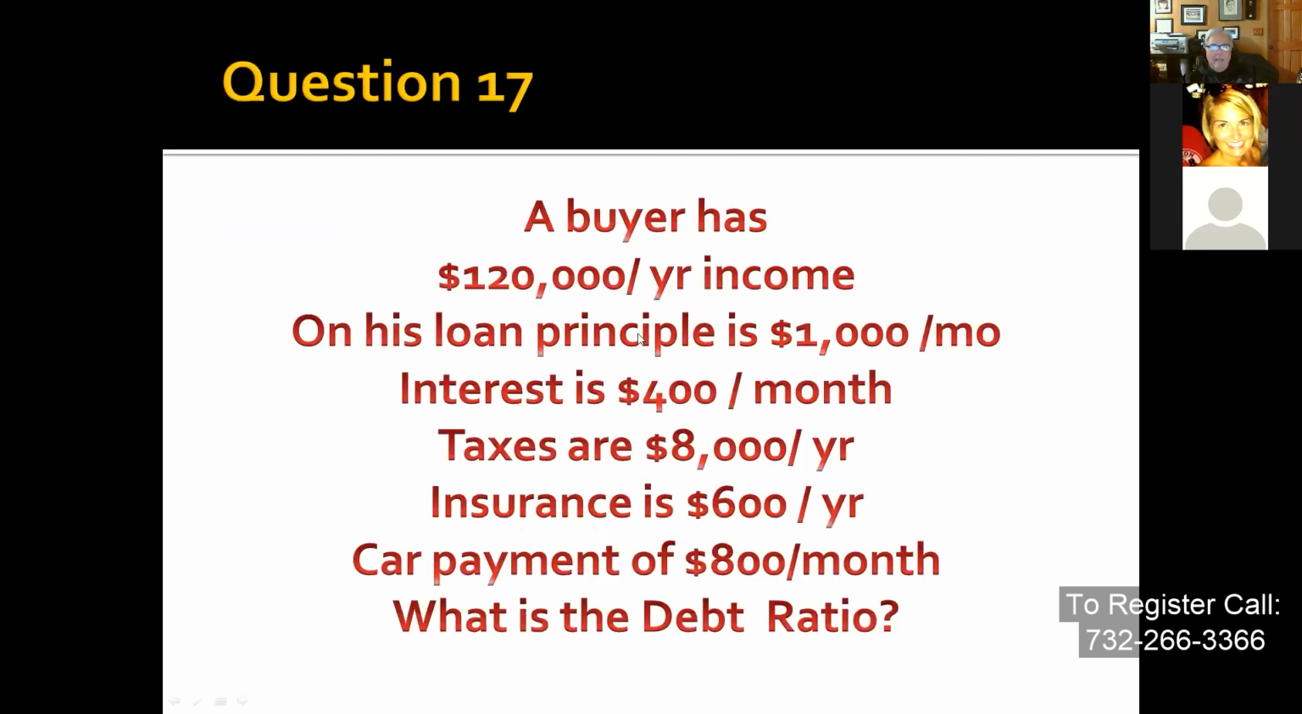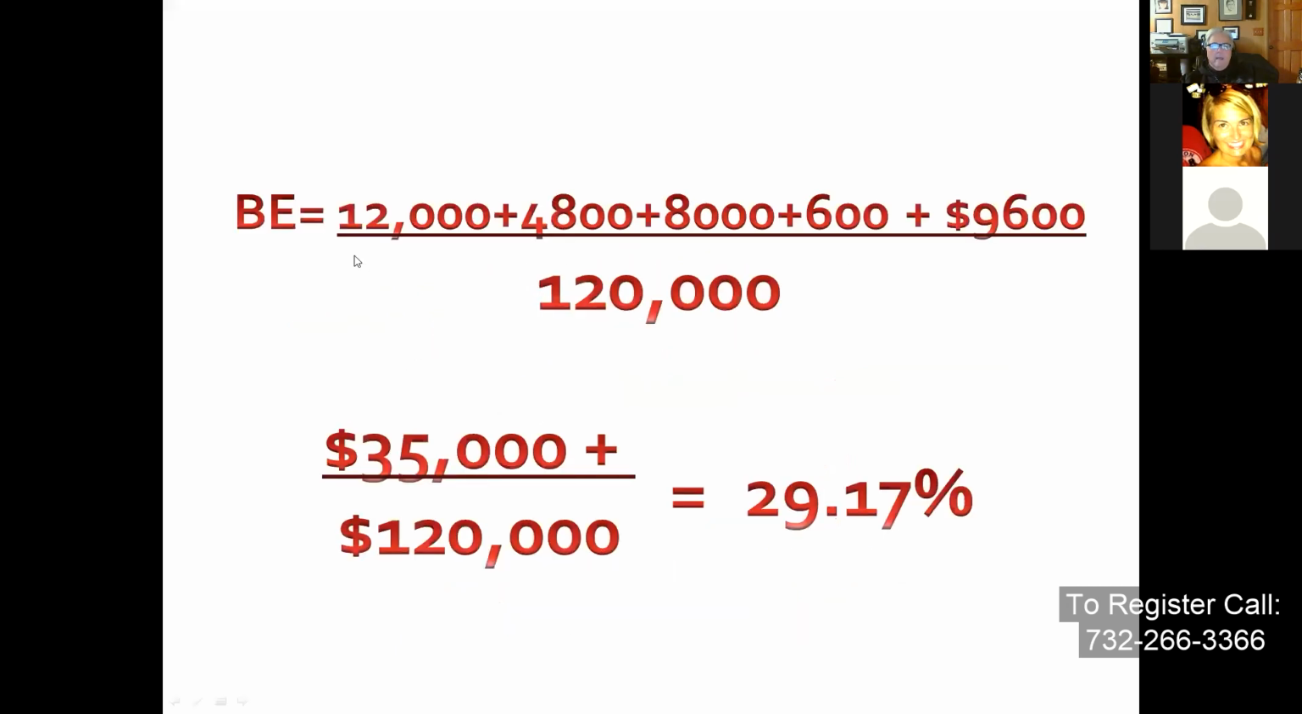This is the same question again, but we're going to add his car payment, because now this is a back end ratio question, or a debt ratio. So again, we have his principal, interest, taxes, and insurance, plus his yearly car payment, divided by his yearly income. And now we see that his ratio is 29.17%. Typically a lender wants to see that ratio be under 50%, so this particular buyer could easily qualify for the loan that would require this level of payment.